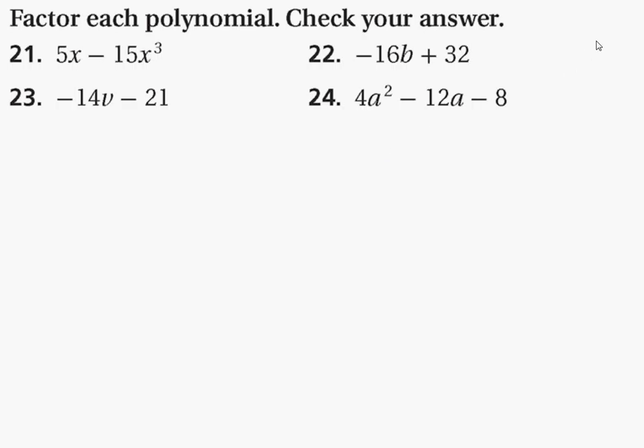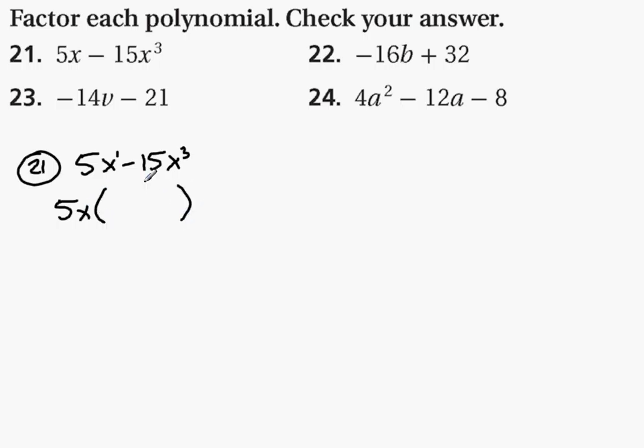All right, in this section, 21 through 24, we are supposed to factor each polynomial and then check your answer. So looking at the first one, number 21, here I have 5x minus 15x to the third. Well, looking at the greatest common factor between 5 and 15, the biggest number that will fit into both evenly is going to be 5. And as previously mentioned in our other exercises, the variable with the smallest exponent is the greatest common factor. So in this case, it's going to be x.